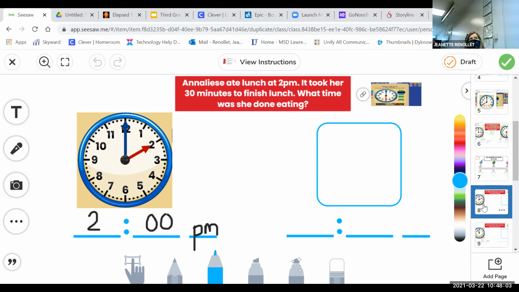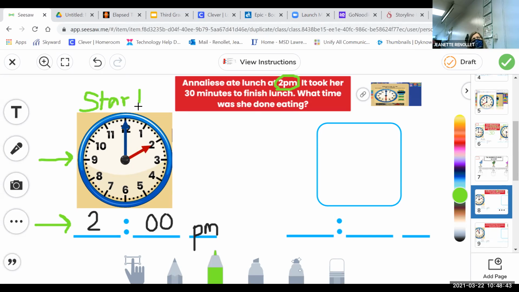Day. At 2 p.m., it took 30 minutes to finish lunch. Okay, so let's highlight some of our information in our text. Annalise ate lunch at 2 p.m. So that's the start time. She started eating lunch at 2 o'clock. I noticed that on the left side, it says 2 o'clock p.m. on my analog clock and my digital clock. This is my start time.